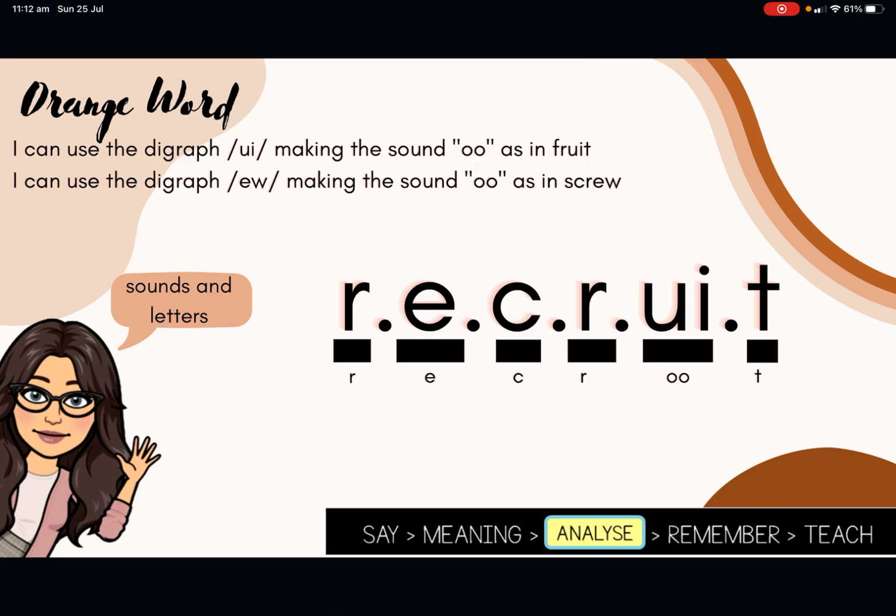Okay, let's look at the sounds and letters we can hear and see in the word recruit. So the sounds that we can hear are r, e, k, r, oot, recruit. And we can see that the digraph UI is actually making that oo sound. So the letters that we have in recruit are R, E, C, R, U, I, T. Recruit.